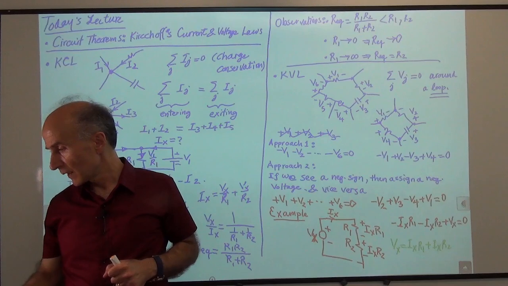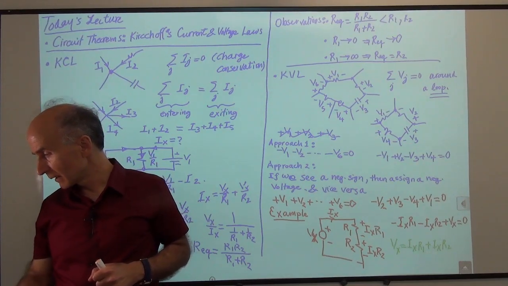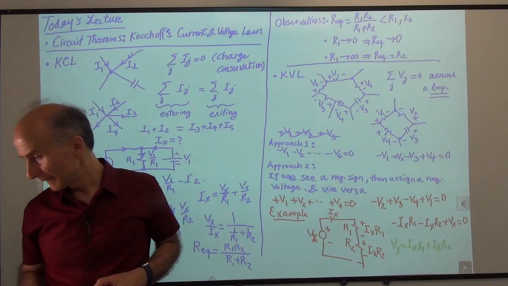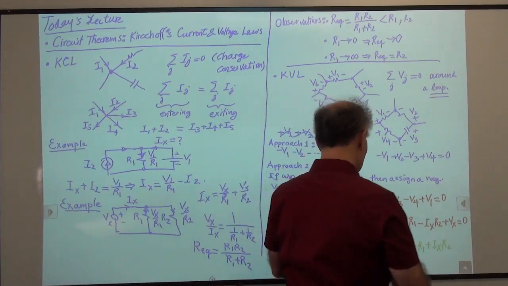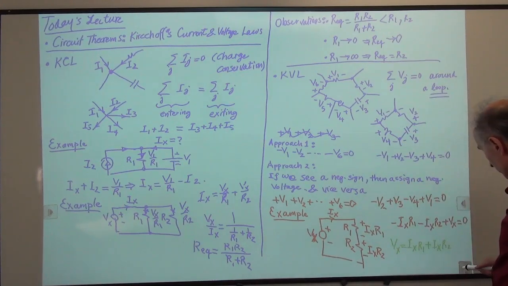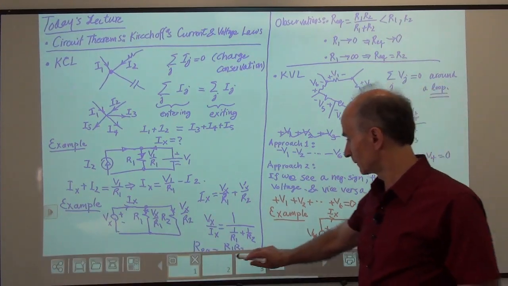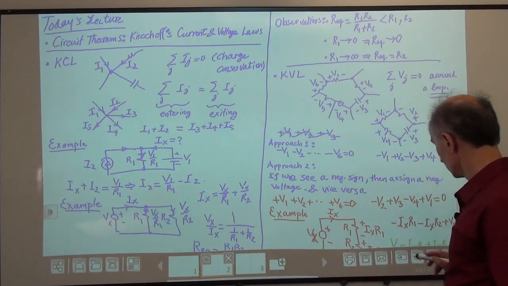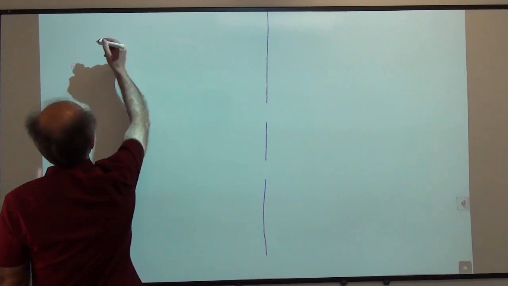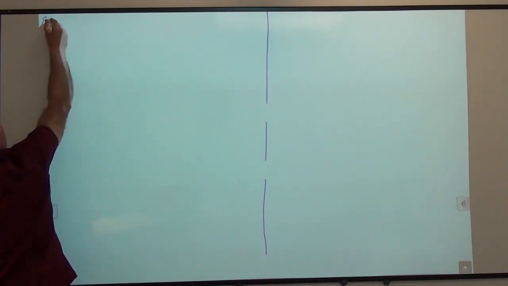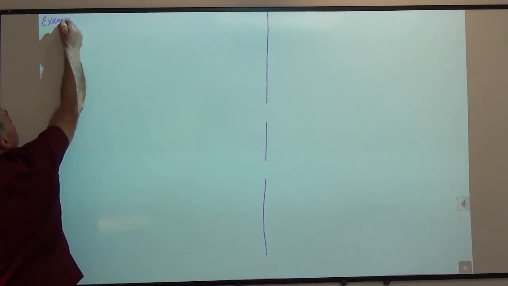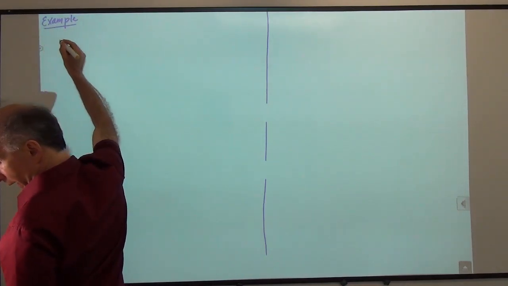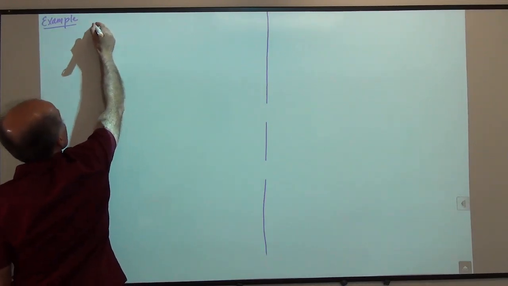All right, so that is KVL. Let's go and look at some examples. Let's go to the next page. Okay, so we're going to look at another example here. In this example, we have something like this.